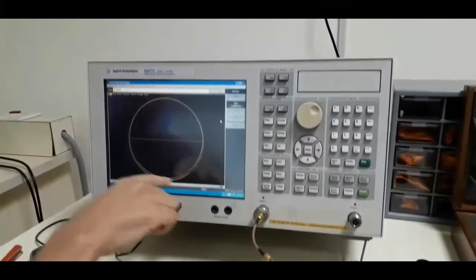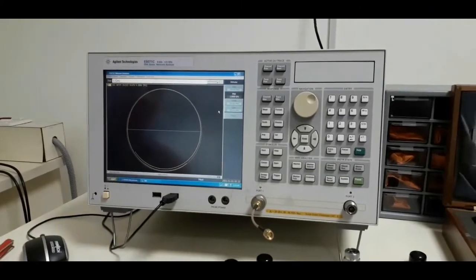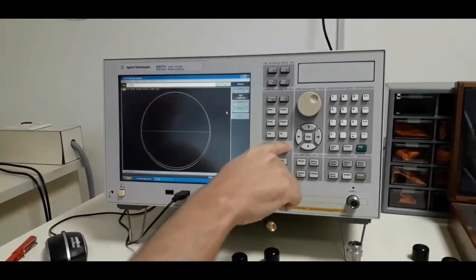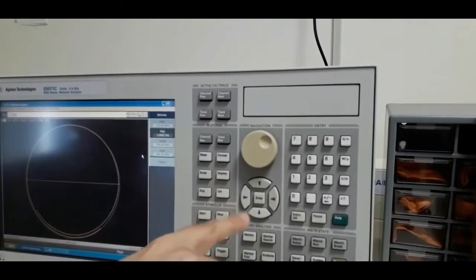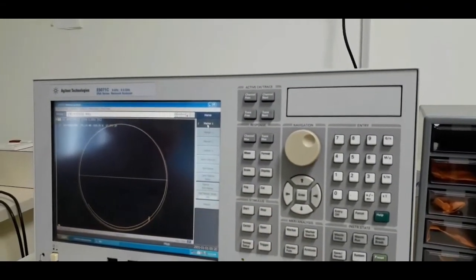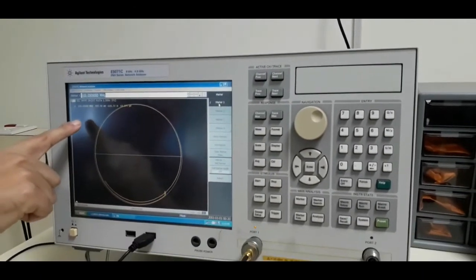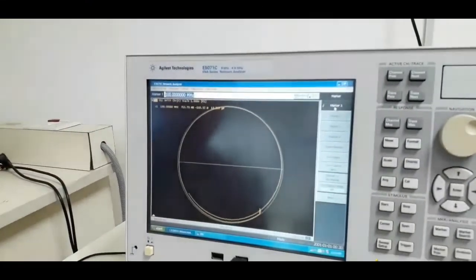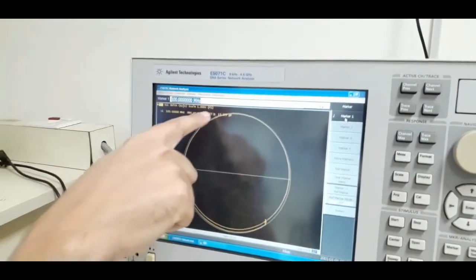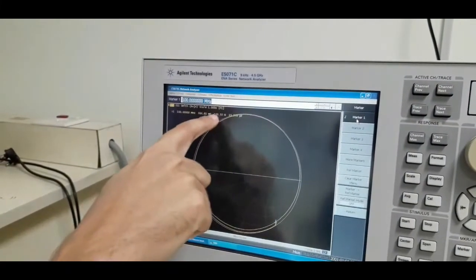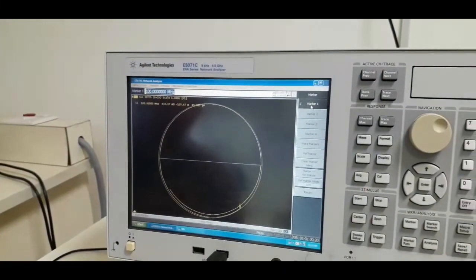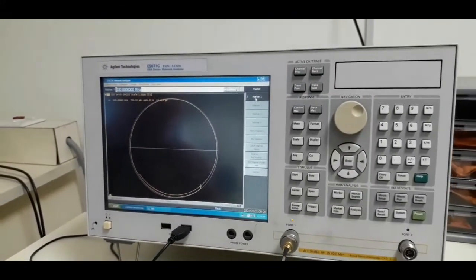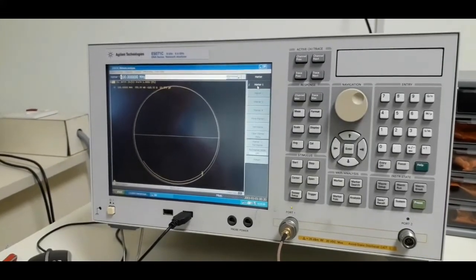This instrument currently is showing you the reading from 100 megahertz to about 1 gigahertz. So just to show you, let us put a marker. Right now marker 1 is at 100 megahertz. It is showing you the resistance as well as the reactance. It is roughly about 700 milliohms, the resistance part, and the reactance is about minus 103 ohms. So that's really high.